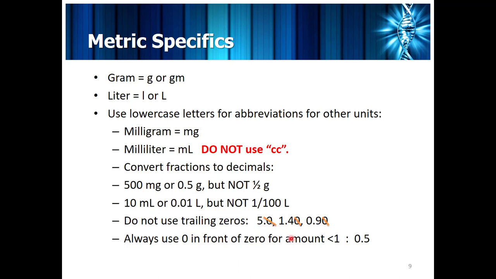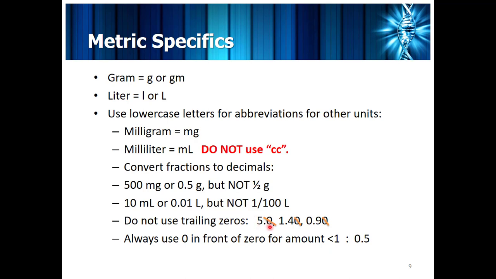5.0 is actually 5. 1.4 is the correct answer, not 1.40. 0.9 is the correct answer. If you write on the exam 0.90 and the answer is 0.9, it is considered wrong and it will not give you credit for it. Same with 1.4 or whatever it is. You have to know how to use trailing zeros appropriately, and you should not be doing them.